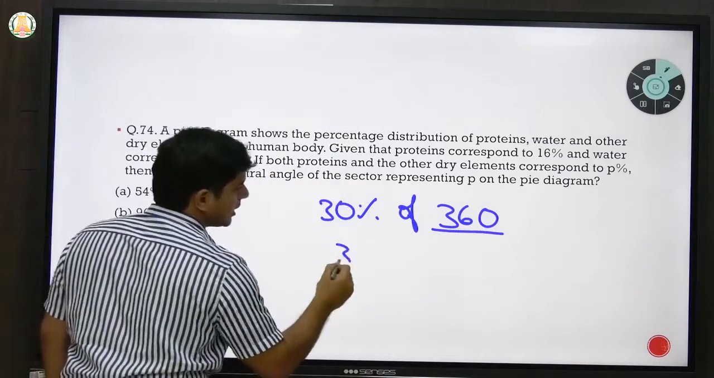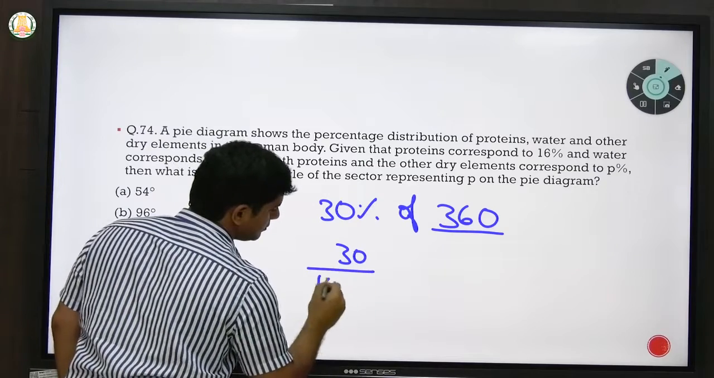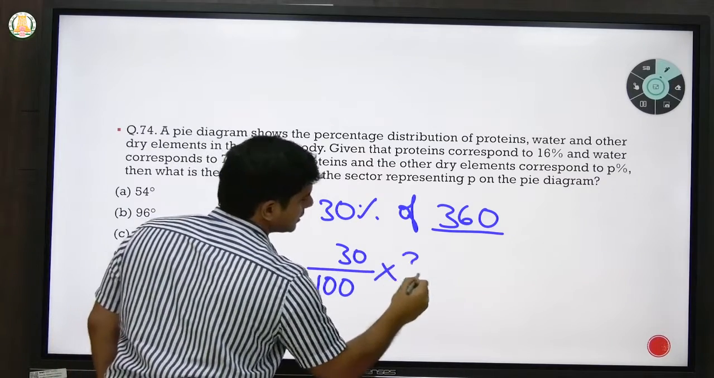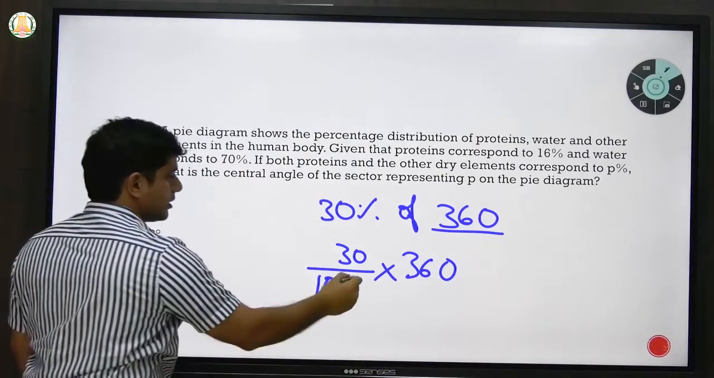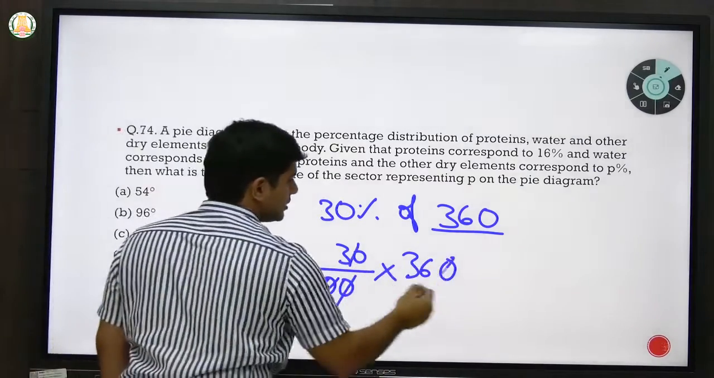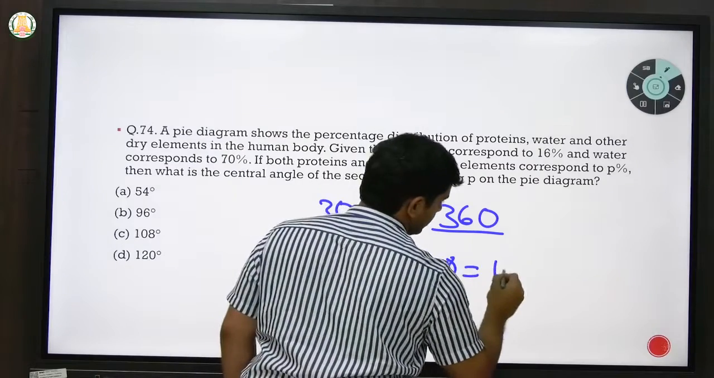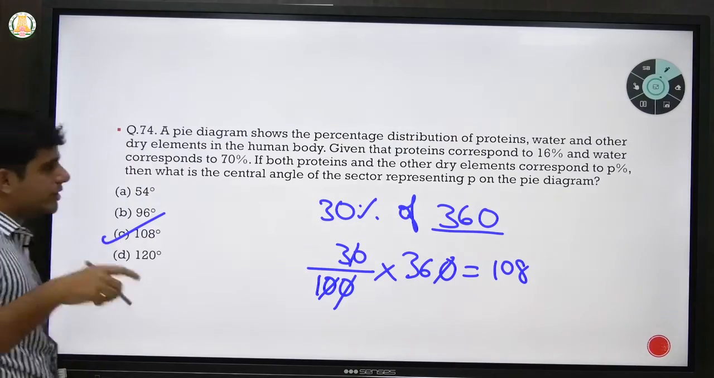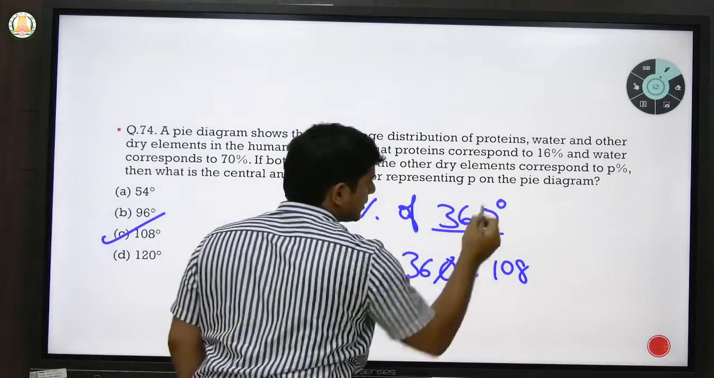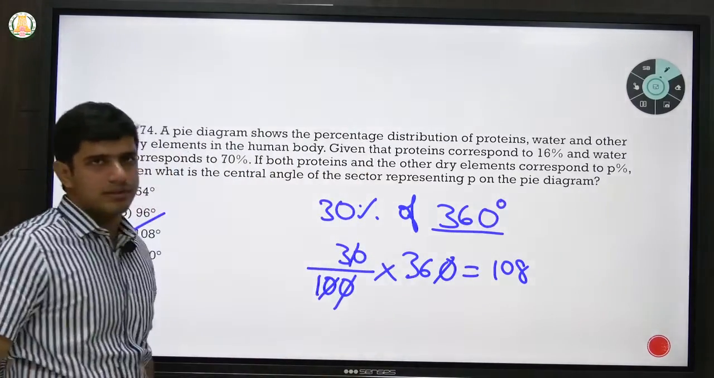So that is 30 by 100 into 360. This 0, 0 you can cancel. 3 into 36 is 108. So the answer is 108. Okay, so just make that correction. This is actually 360 degrees. The central angle will be 360.